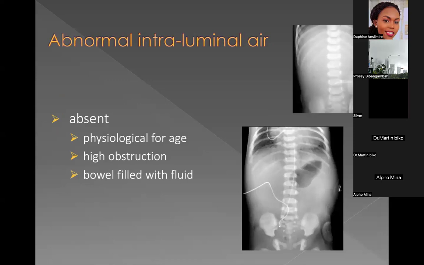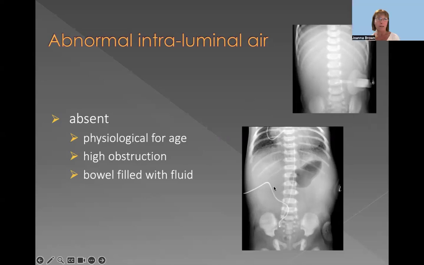So when we can't see any air on the X-ray, it could be that it's physiological for the patient's age. This baby has been born only 1 hour ago, so hasn't got any air. We know that this could be within the physiological limits. Baby may not have the air within the abdomen because it has a high obstruction. So the baby has an atresia of the esophagus, cannot swallow the air, and we don't have any air within the abdomen. Or if the bowel is filled with fluid instead of air, then we won't be able to visualize it with the X-ray.